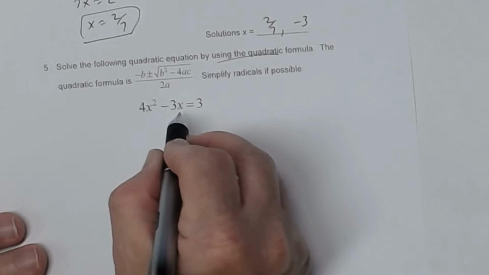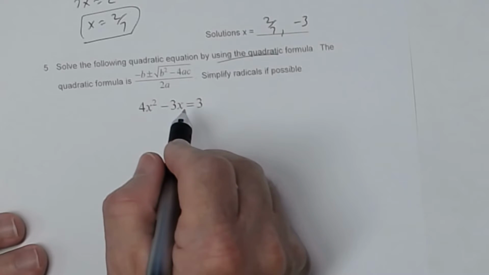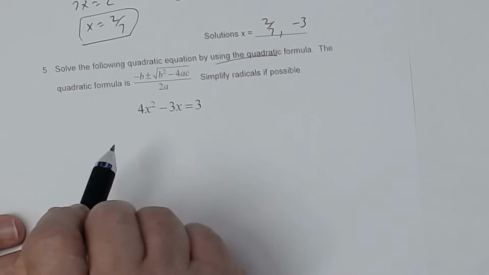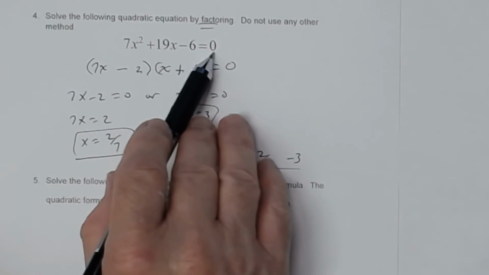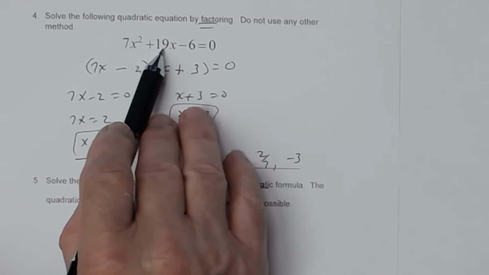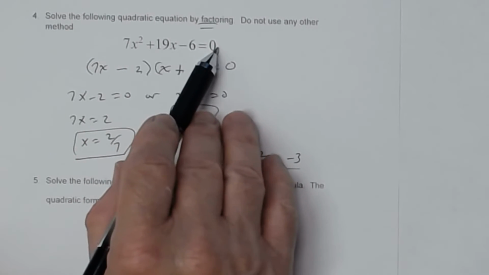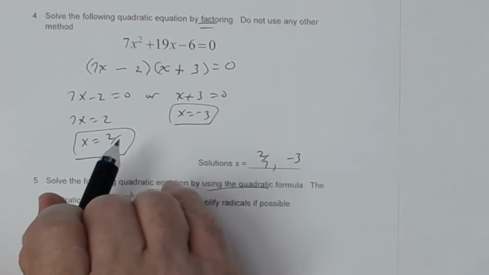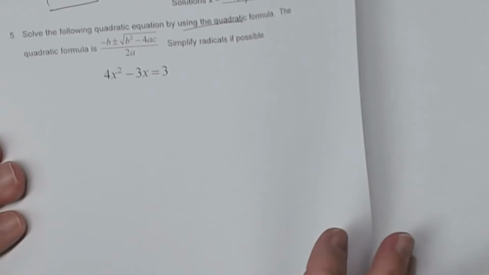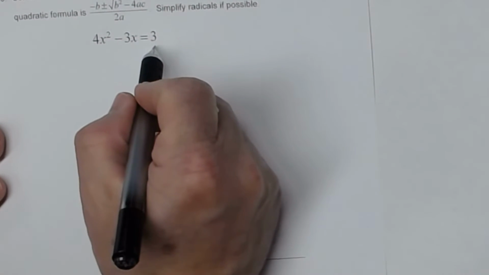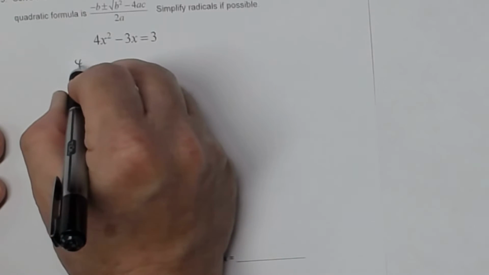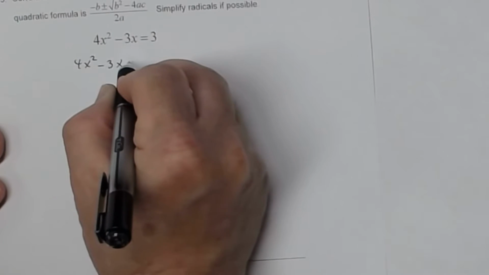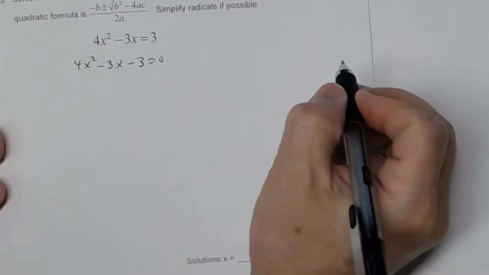All right, now when solving a quadratic equation using the quadratic formula, you're going to put it in standard form, just like we did in number 4, meaning that you want all the terms to one side and 0 on the other, and we're going to put it in descending order. So basically all I need to do here is bring this constant to the left hand side. So I'm going to get 4x squared minus 3x minus 3 equals 0.